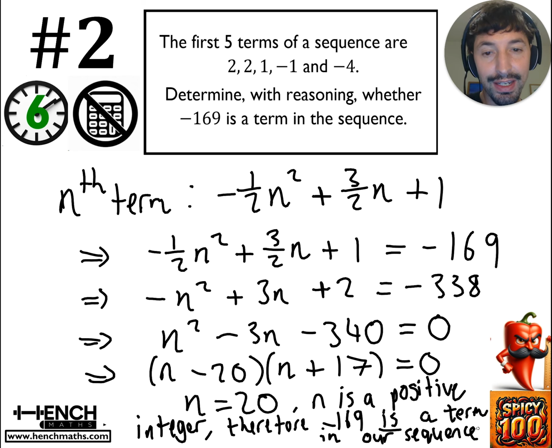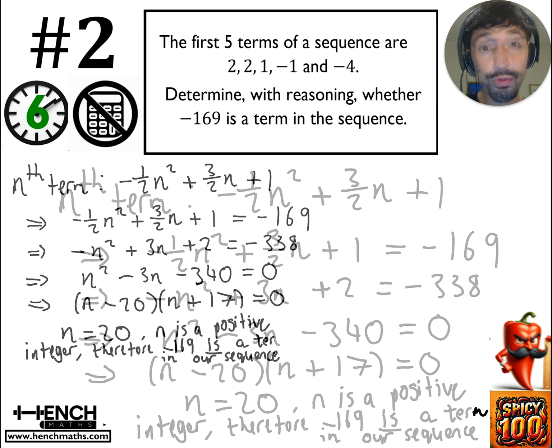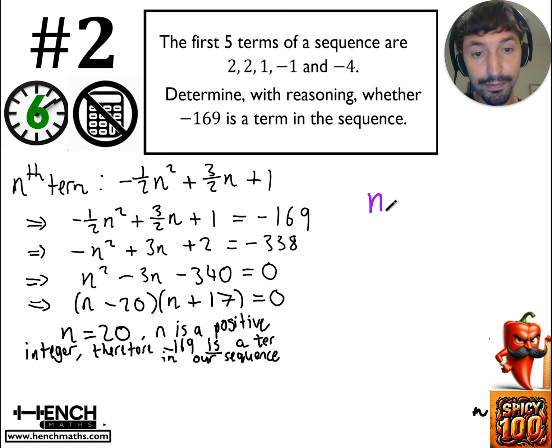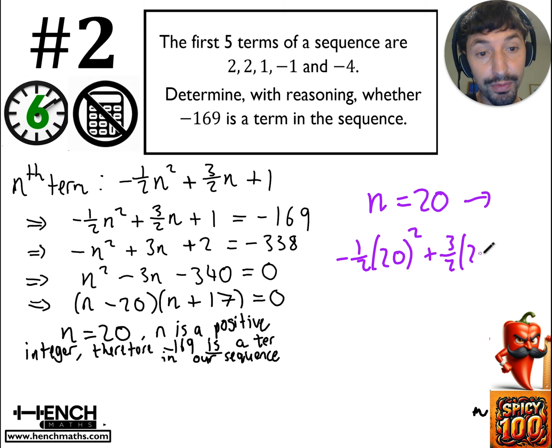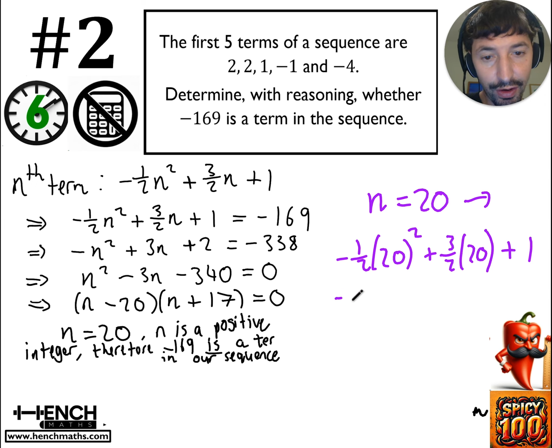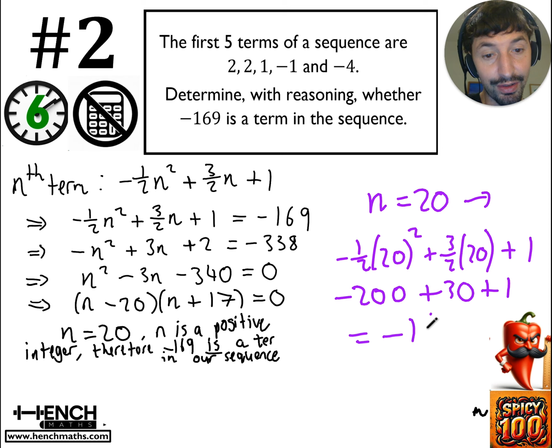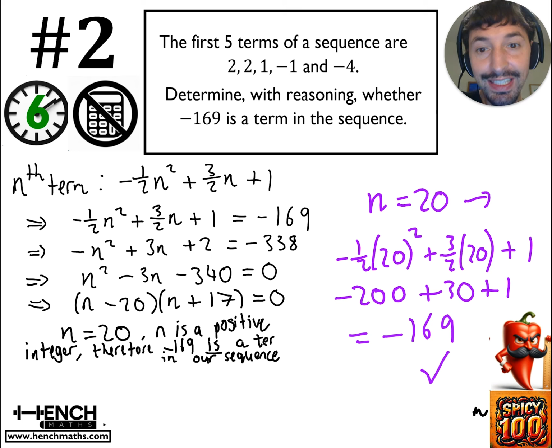Now that we found that n is 20, we can double check that as well. To verify, if n is equal to 20, our sequence would be negative a half times 20 squared plus 3 over 2 times 20 plus 1. That's 400 times negative half, which is negative 200. 3 over 2 times 20 is 30, plus 1. So you get negative 200 plus 31 equals negative 169. So that works. The term negative 169 is in our sequence.